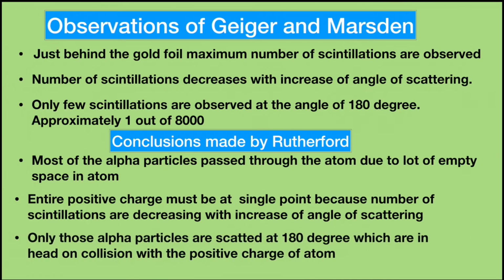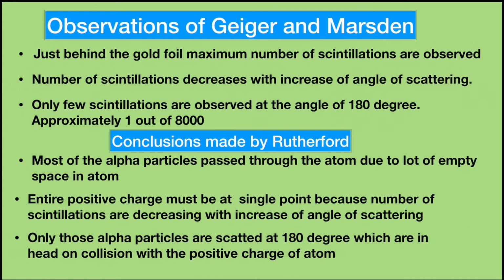Another conclusion made by Rutherford was only those alpha particles which are scattered at 180 degree, which are in head-on collision with the positive charge of atom. The third observation was only few scintillations were observed at 180 degree. The reason behind it is those alpha particles which are incident just head-on and interacting with the positive charge, they are sent back along the same path in opposite direction.